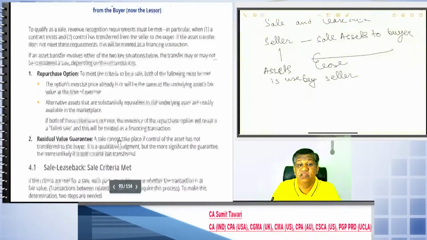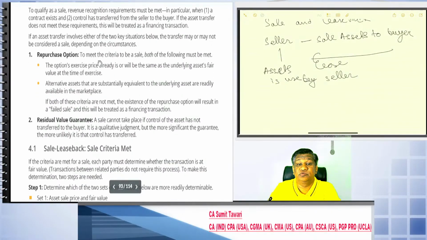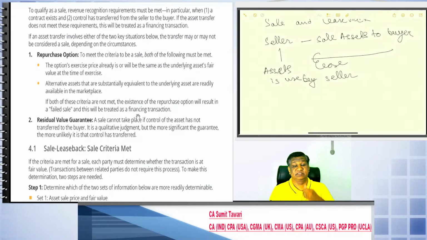The first is the repurchase option. To meet the criteria for a sale, both of the following must be met. The option exercise price already is or will be the same as the underlying asset's fair value at the time of exercise. Alternatively, assets that are substantially equivalent to the underlying asset are readily available in the marketplace. If both of these criteria are not met, the existence of the repurchase option will result in a failed sale, and this will be treated as a financing transaction.